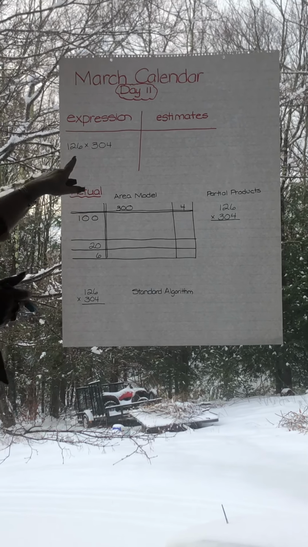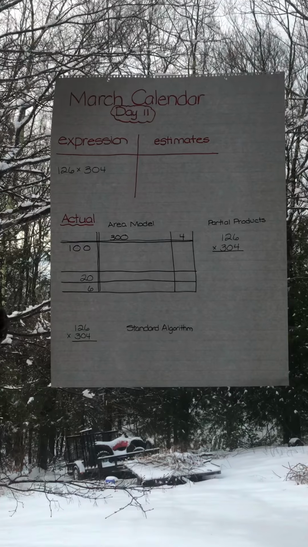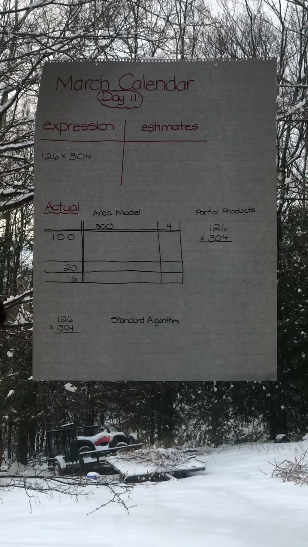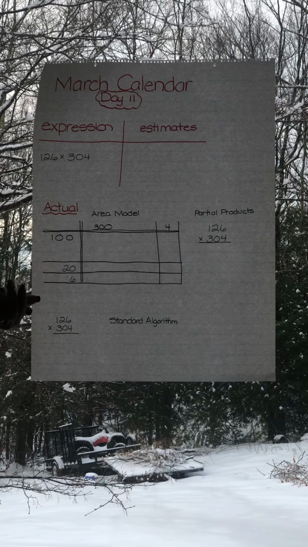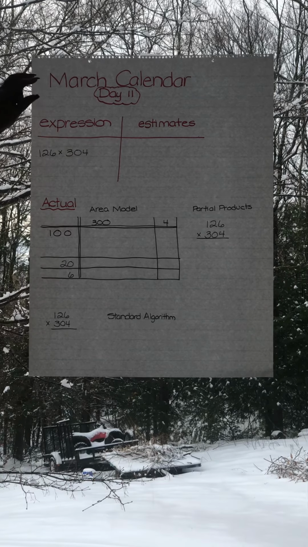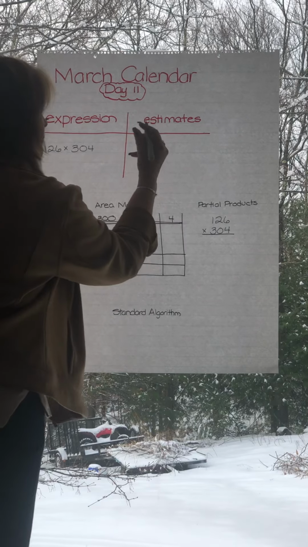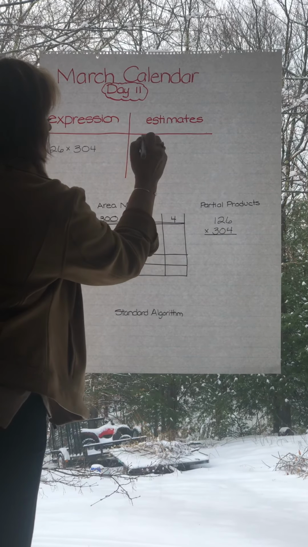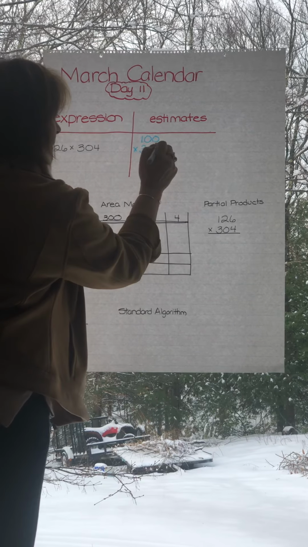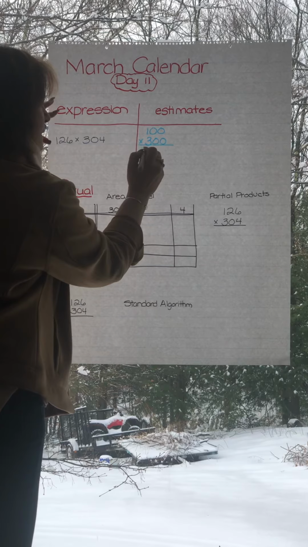So, we have 126 times 304. There's lots of different ways we can estimate that. I'm interested in hearing what you had to say. Probably the most likely one you would have used is 100 times 300. And we know we can figure that out by saying 1 times 3 is 3.